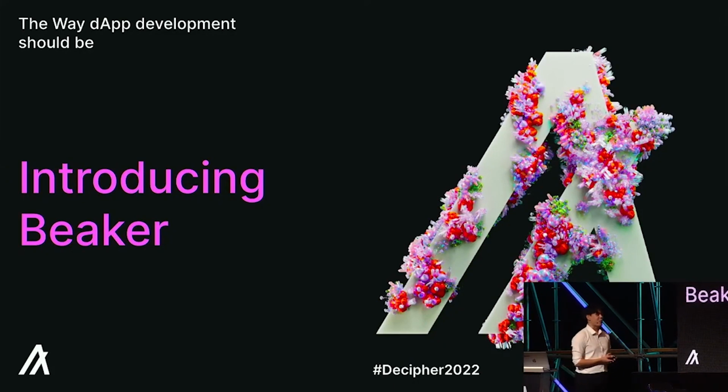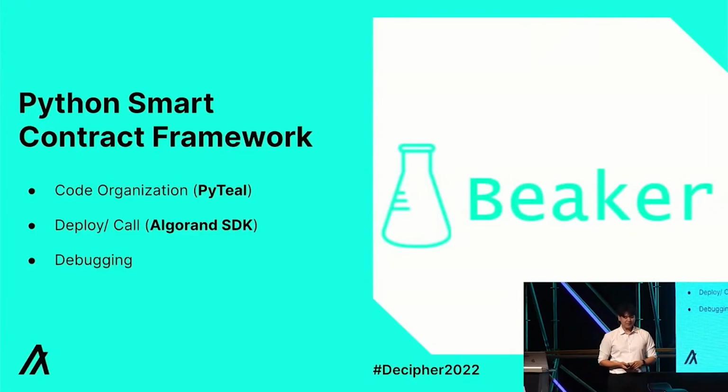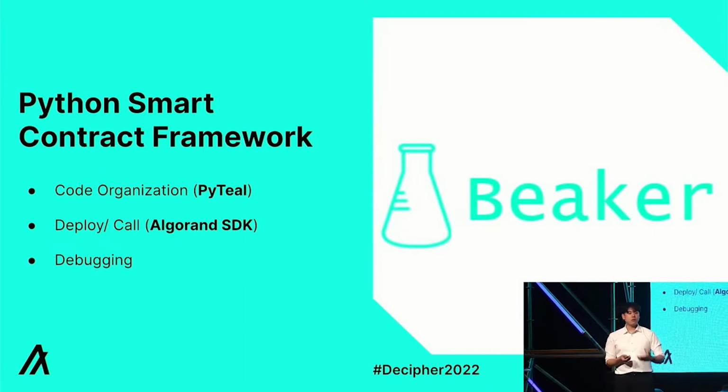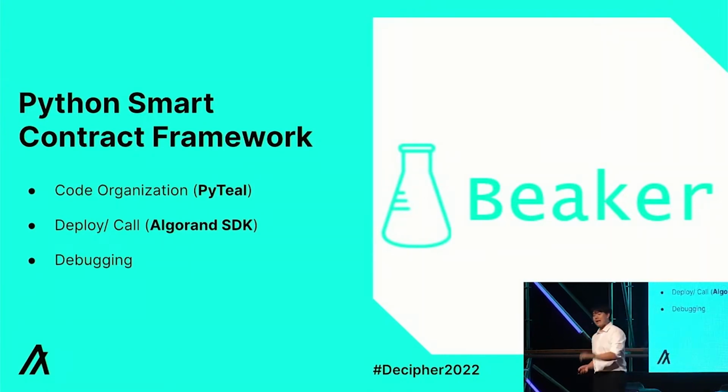So introducing Beaker, the way dApp development should be. Beaker is a Python smart contract framework. When you're writing smart contracts using PyTeal, it improves the code organization and makes it more familiar for Python developers out there. When you're deploying and calling smart contracts using the Algorand SDK, it makes it easier to set up the front-end code and lets you get directly to deploying and interacting with your smart contract. It also provides tooling for debugging. So overall, it's a framework that abstracts away the complexity that you don't really have to think about and lets you focus on building your product.